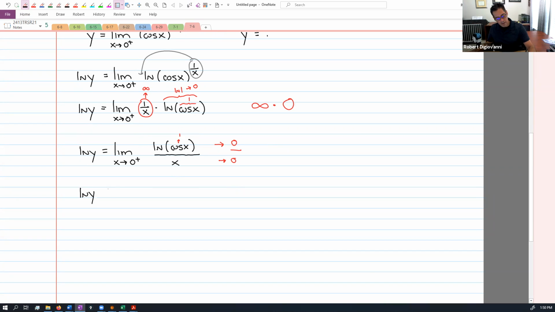Now watch what I do. Natural log of y equals, by L'Hopital's rule, the limit as x approaches 0 from the right. Now I'm going to take the derivative of the top and bottom separately. Okay, derivative of natural log of something. Let's see. Let's call on people. This will be fun.